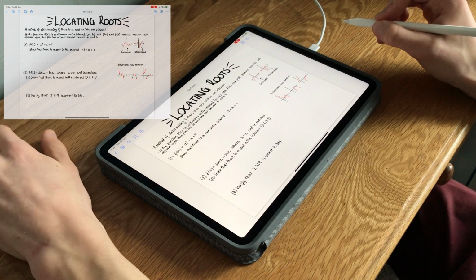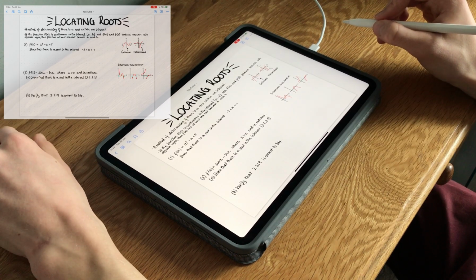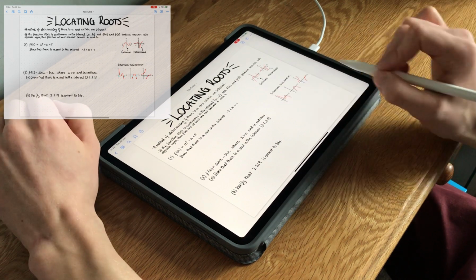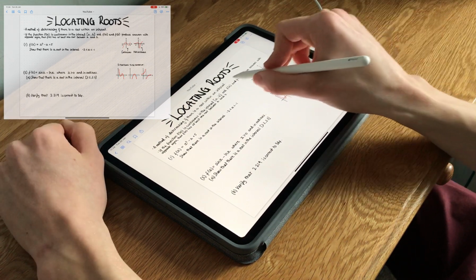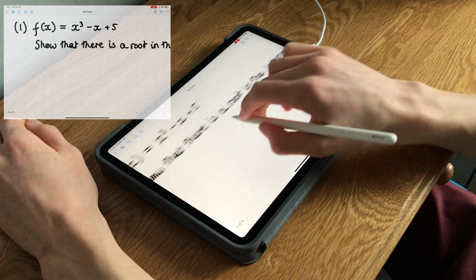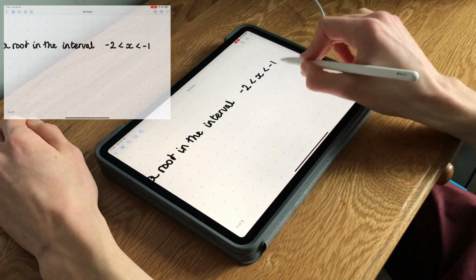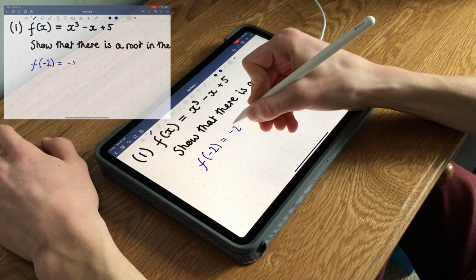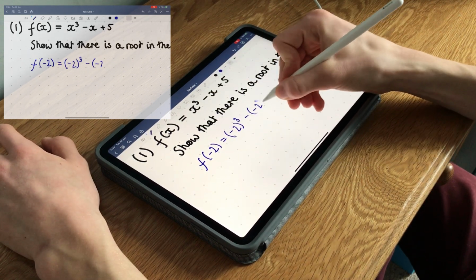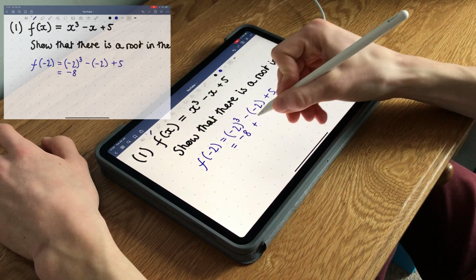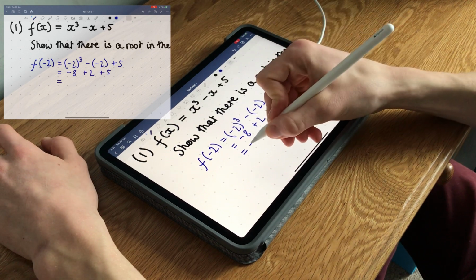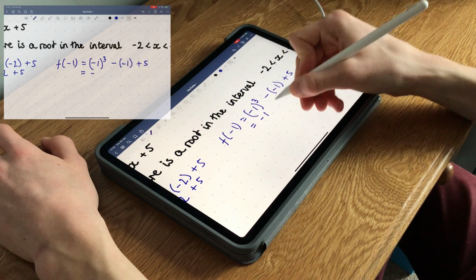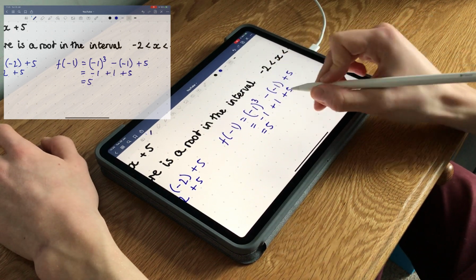So you might be given a function such as f of x equals x cubed minus x add 5, and be asked to show that there is a root in the interval -2, -1. What we want to do is start by putting both of those values, -2 and -1, into the function. So we'll start off with f of -2: -2 cubed minus -2, add 5, giving us -8, add 2, add 5, which is -1. And then we'll do f of -1, giving us an answer of 5.